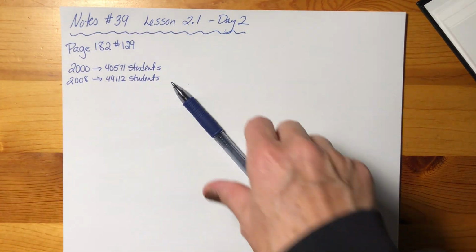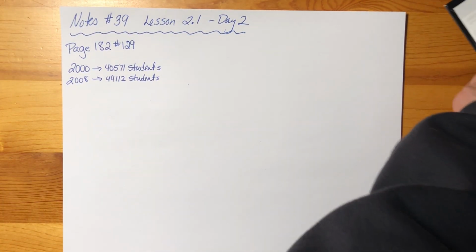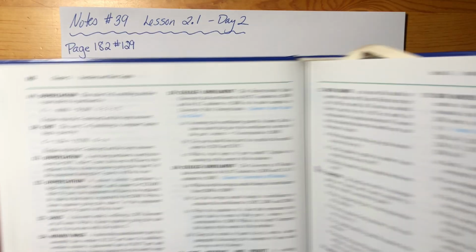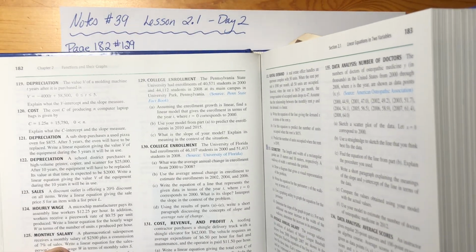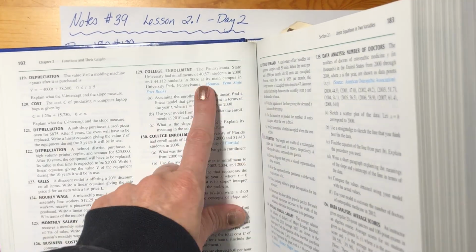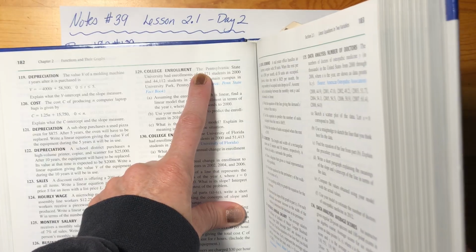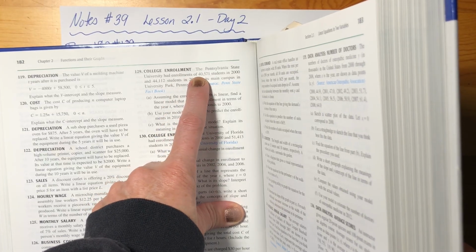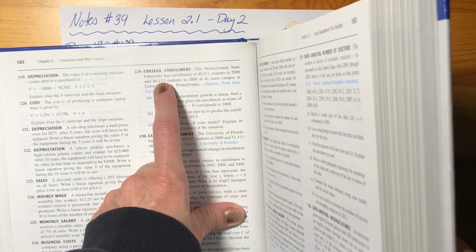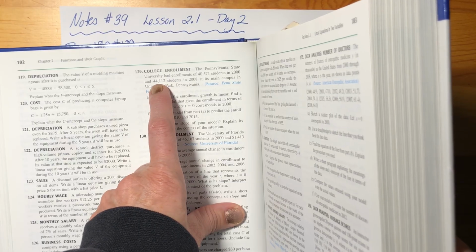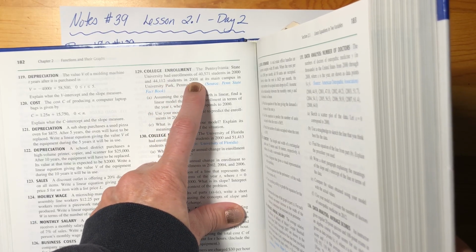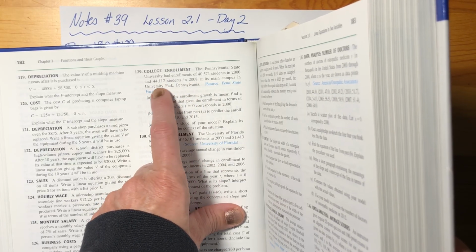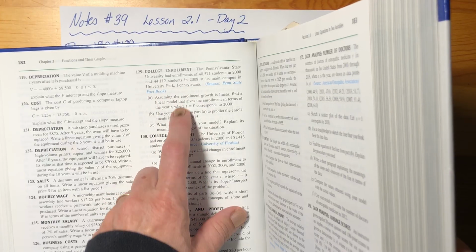I'm going to do a word problem with you today from your textbook. It's a college problem. We're in the book on page 182. Number 129 says Penn State University had enrollments of 40,571 students in 2000 and 44,112 students in 2008 at its main campus in University Park, Pennsylvania.